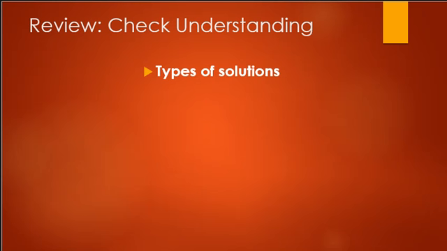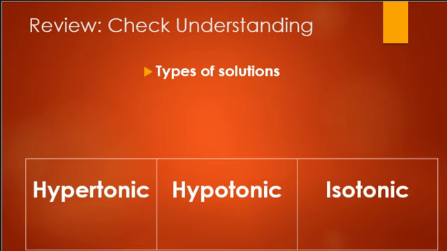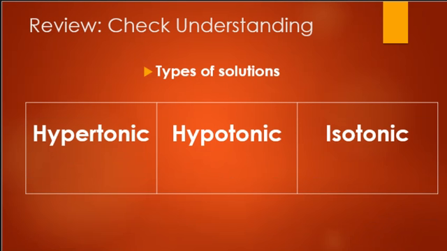All right, there we go. Review, check for understanding. We have hypertonic solutions, hypotonic solutions, and isotonic solutions. Which ones do we want to maintain in our bodies? Isotonic, right. That is maintaining our homeostasis. Hypo's too low, hyper's too high. Exactly. Too much, too little.